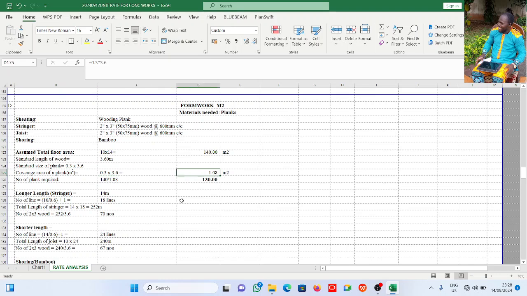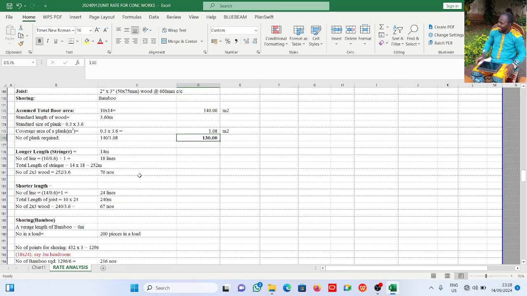Now for me to know how many planks I'll be needing, I divide the total area by the coverage. So 140 divided by 1.08, I have 130. Now we have the wood that will support the plank, before you use your bamboo to support them vertically. We have the stringer, with the longer side of 14 meters, running towards 10 meters, while the 10 meters will be running towards the 14 meters. That's why I'm using 10 meters here to divide. So 10 divided by 0.6, because they are 0.6 meters center to center, plus 1, I have 18 of them.